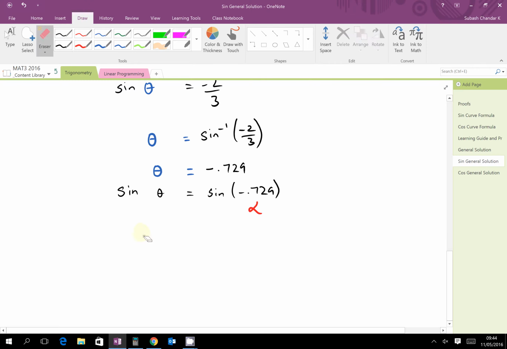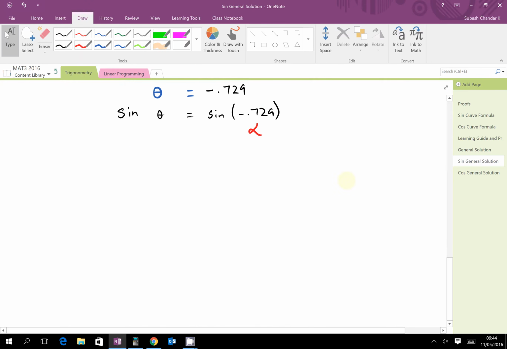Something's happening here, right? What's the rest of the equation, guys? Plus negative 1 n, negative 1 in alpha. Okay, we copy that down. We've got alpha, don't we? Alpha is n pi plus negative 1 n, negative 0.729.